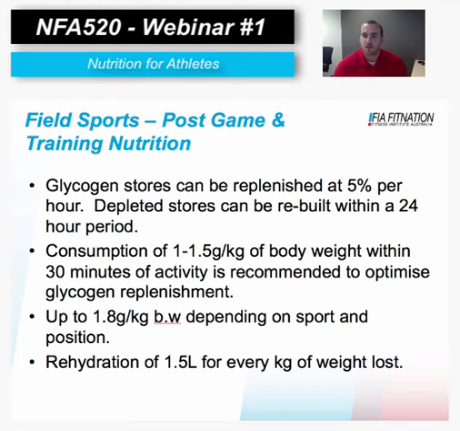They can be replenished at roughly 5% per hour, so that means we can completely replenish them within a 24-hour period. The way in which we go about doing that is initially we have a consumption of somewhere between 1 to 1.5 grams per kilogram of body weight of carbohydrates consumed within 30 minutes of activity. That's actually a more substantial amount than you would initially expect, and the way in which that can be consumed obviously varies. If your athlete is happy to eat, then that's probably the best way to do it, but supplementation may need to be considered in that area as well.